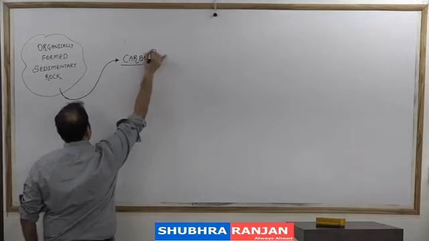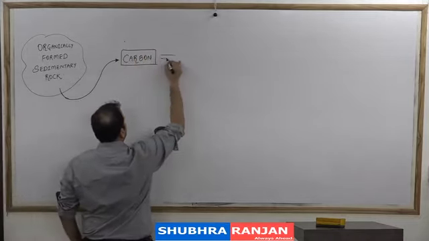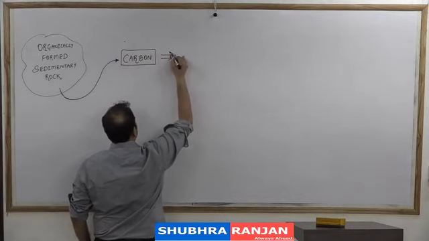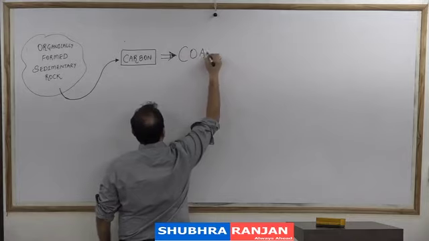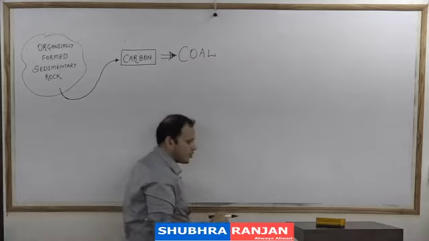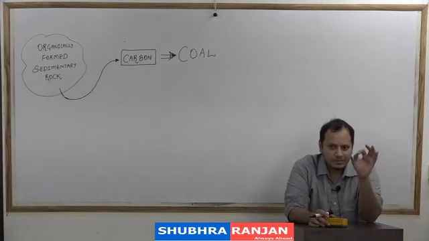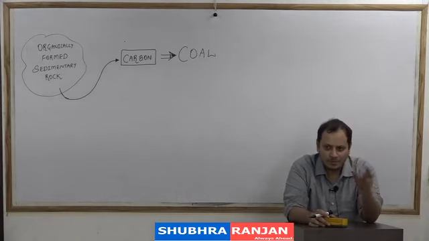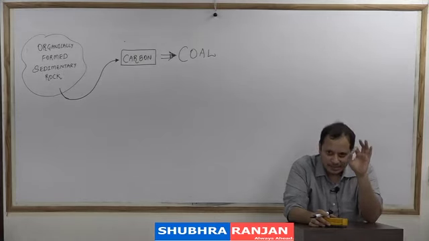If the rocks are rich in carbon, it will result in the formation of coal. So coal is an example of an organically formed sedimentary rock, whether it is peat or anthracite.